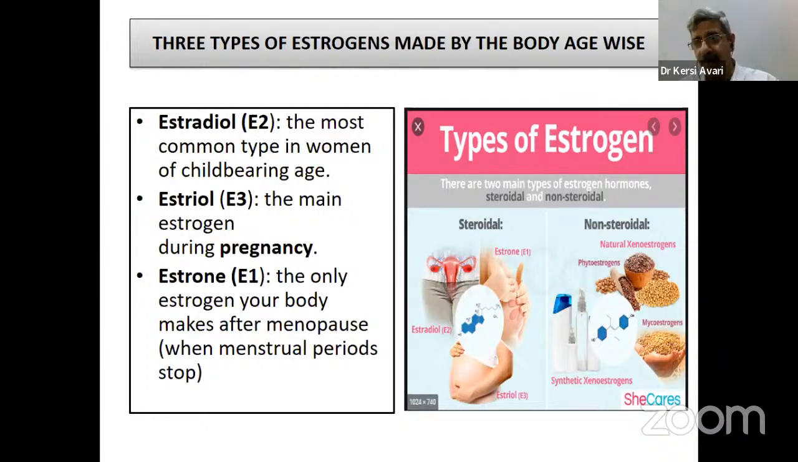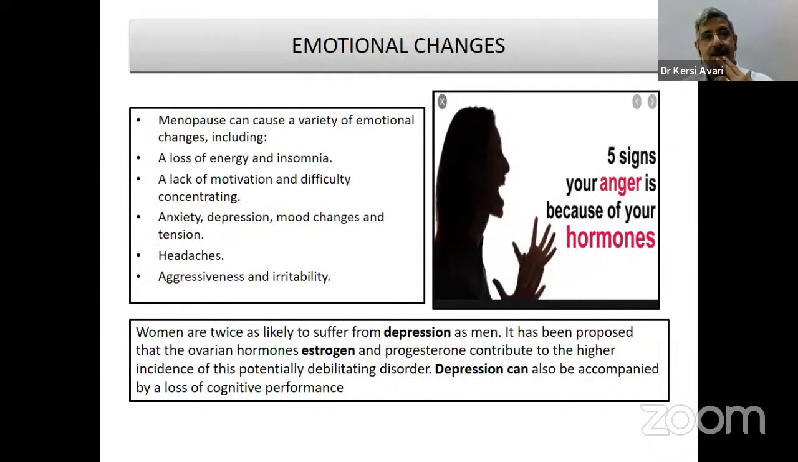Now, later on, the body will manipulate the changes, the physical appearance and the physiological functioning, depending upon the occurrence of the hormones at that time. Now, what does it cause? Five signs that your anger is because of hormones.